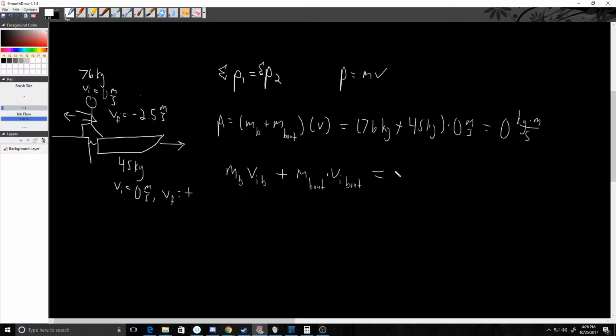But let's keep going. So this is all my P1 part, okay? That all has to equal the mass of the boater times the final velocity of the boater, plus the mass of the boat times the final velocity of the boat. We already figured out this part. We took care of that up here. We figured out this side of the equation is just 0 kilogram meters per second.